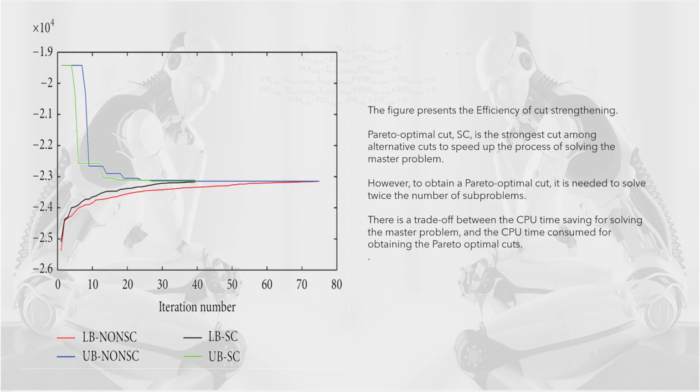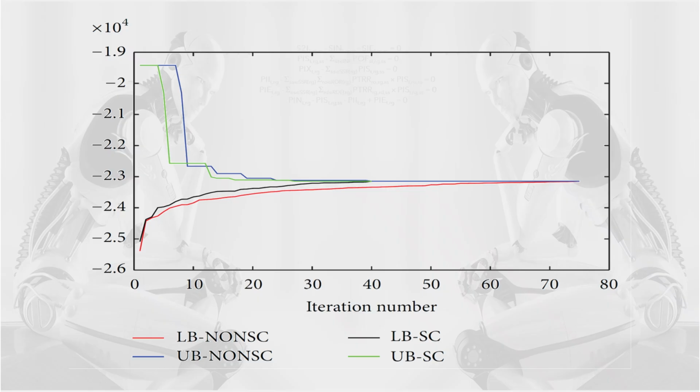The figure presents the efficiency of cut strengthening. Pareto optimal cut, SC, is the strongest cut among alternative cuts to speed up the process of solving the master problem. However, to obtain a Pareto optimal cut, it is needed to solve twice the number of subproblems. There is a trade-off between the CPU time saving for solving the master problem, and the CPU time consumed for obtaining the Pareto optimal cuts. Pareto cuts were presented by Magnanti and Wong in 1979.